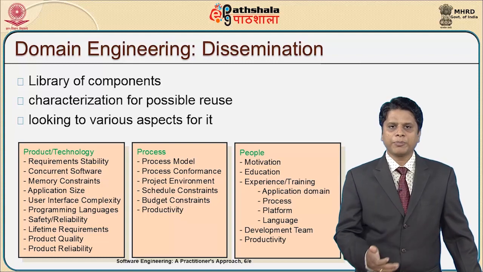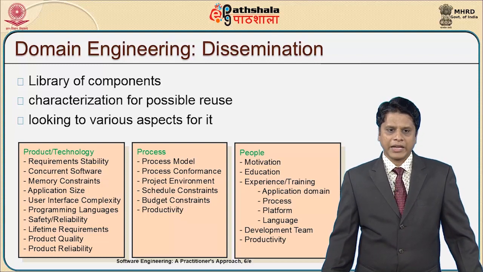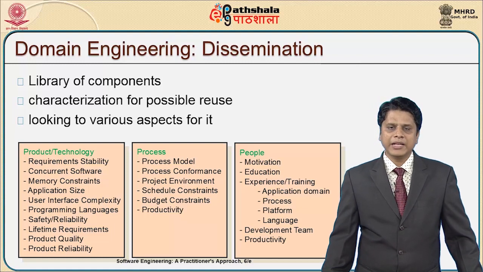Say from the product perspective, we search for the requirement stability. We also look at concurrent development of software. We look for the memory constraints, application size, user interface complexity, programming languages, safety and reliability, lifetime requirements, product quality and product reliability. So these are the major aspects with which product or technology is being evaluated.